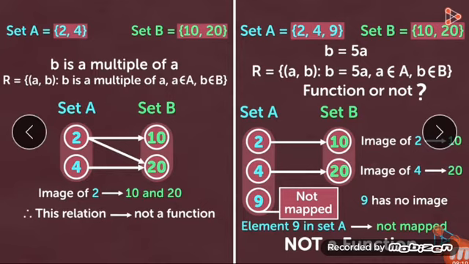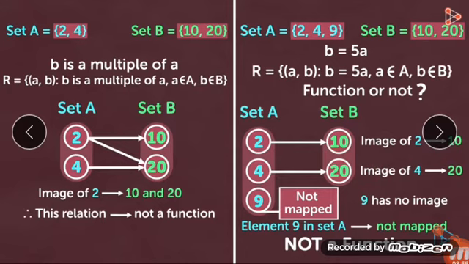Let's have another case here to better understand the concept. Let's include one more element in set A, which is 9, and the relation between both sets is that the second element is 5 times the first element in ordered pair. So we have the relation here that 10 is the image of 2, as 10 is 5 times 2. 20 is the image of 4. What we can observe here is that one element in set A has no image in set B, or it is not mapped with any element of set B.